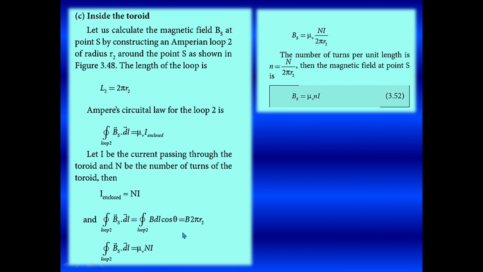Equating these two equations, we obtain BS is equal to mu naught N I divided by 2 pi R2. The number of turns per unit length is small n, equal to N by 2 pi R2. Then the magnetic field at point S is BS is equal to mu naught times N by 2 pi R2, which can be replaced with small n, times I. So BS is equal to mu naught n I. This is a very, very important formula for the toroid. BS is equal to mu naught n I.